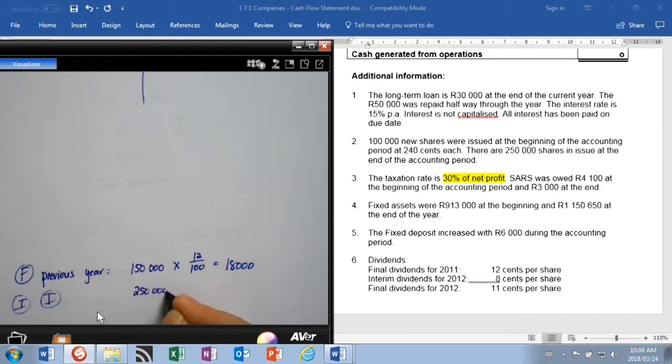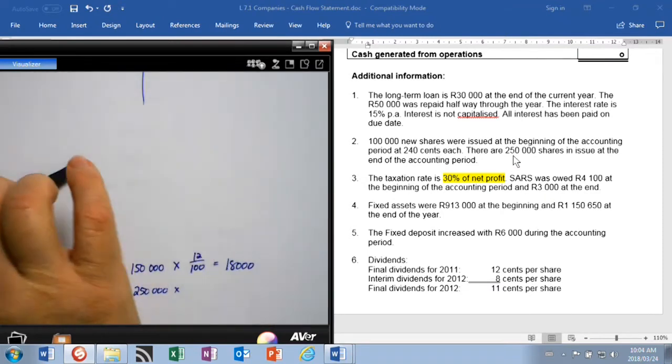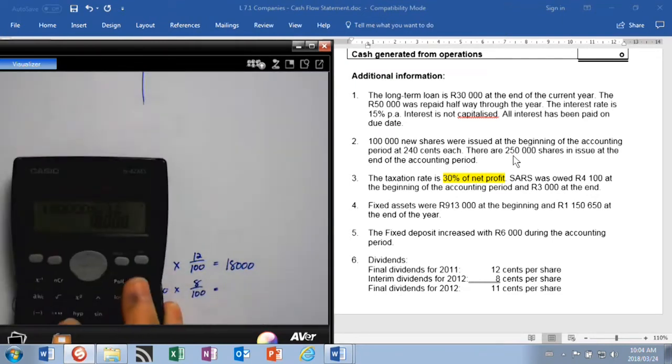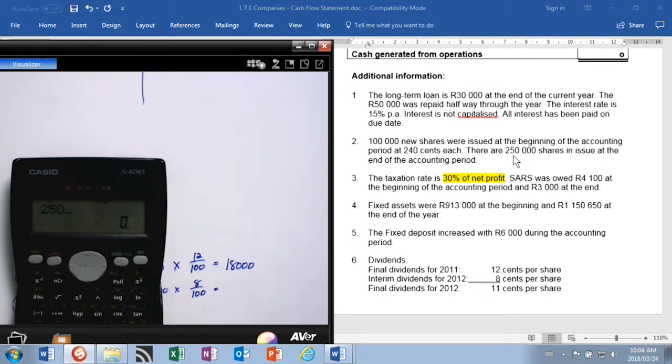Why is it now 250,000? Because the new shares were issued at the beginning of the accounting period. So now the total is 250,000. It is 8 cents per share. That gives us 250,000 times 8 cents per share, and that gives us 20,000 rand.